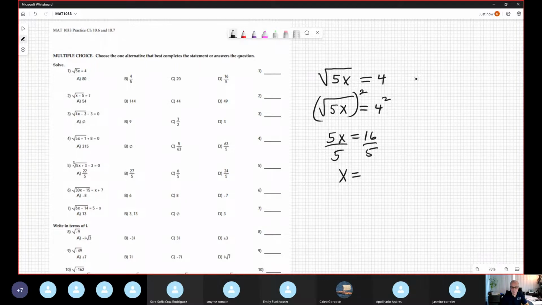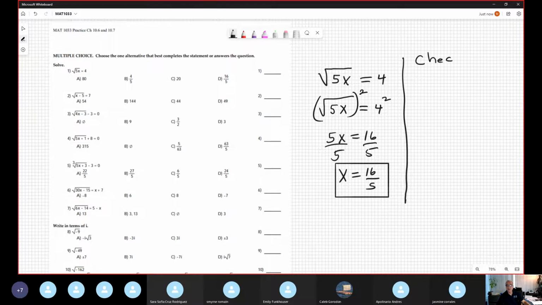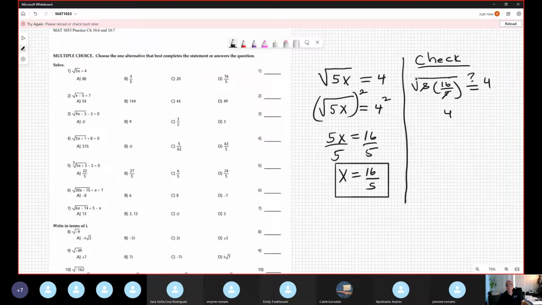X is 16 over 5. This is my potential solution. Okay, mandatory, I need to check it. Checking where? Plugging into the original equation. I need to verify: radical 5 times 16 over 5 would be 4. It's obvious, yes, because that 5 is cancelled and the square root of 16 is 4. Okay, this solution is good. Get this answer. Any question?